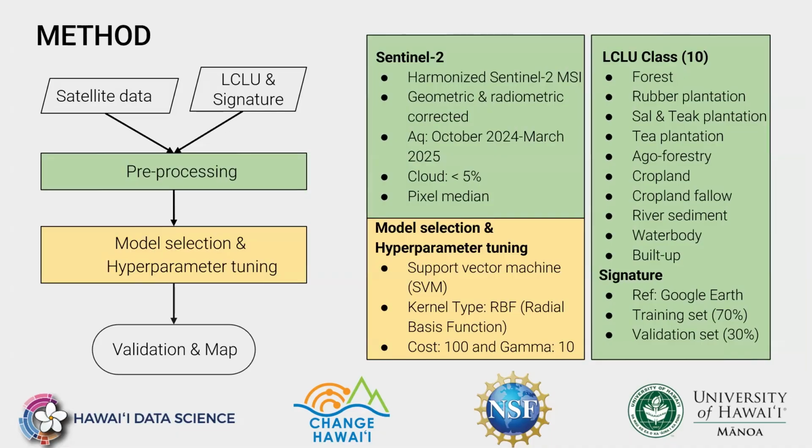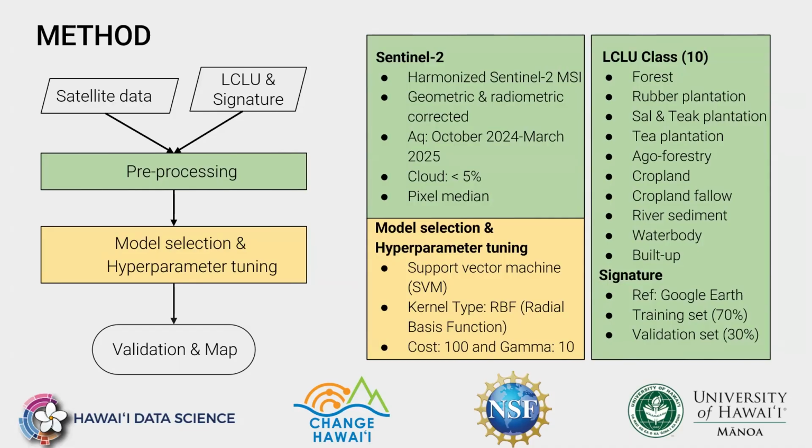To perform the analysis, we need two input data: satellite data and land cover land use samples. Land cover land use is very area specific. In my case, I selected 10 classes. I try to separate the different kinds of plantation from forest. There are 4 plantation types: rubber plantation, sal and teak timber plantation, and tea plantation, plus agroforestry, cropland, fallow, and other classes.